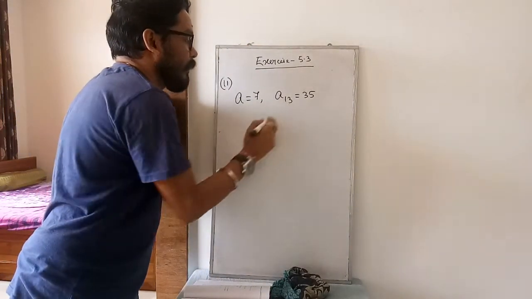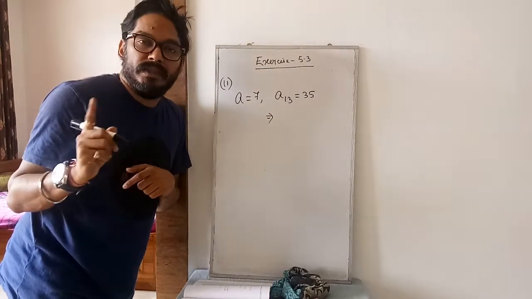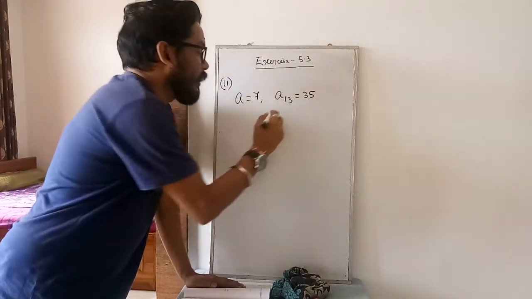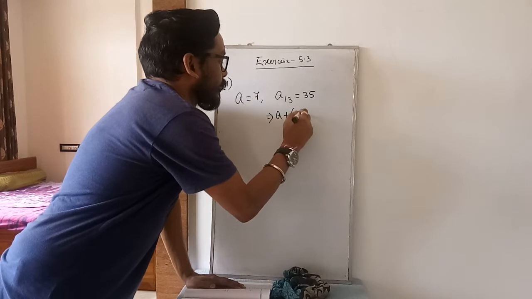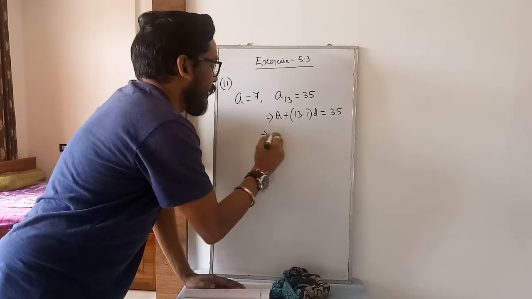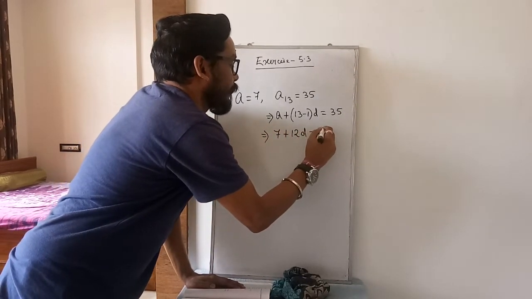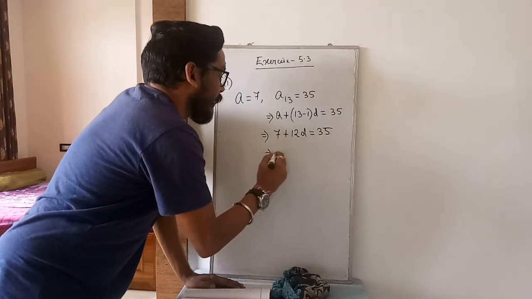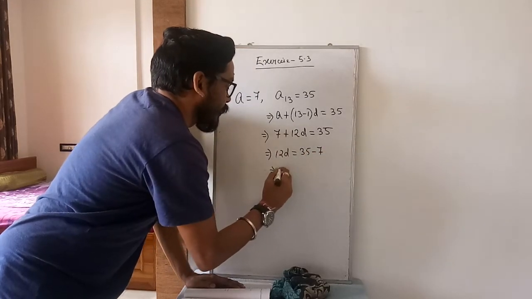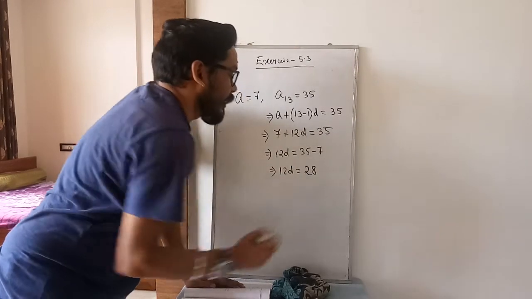So I will start with this. a13 means an is a plus n minus 1 into d. So when it is a13, it will be a plus 13 minus 1 into d. So a plus 13 minus 1 into d equal to 35. What is my a here? 7. 13 minus 1 is 12. It is 35. I will shift 7 to the other side. So it is 35 minus 7. So it is 12d equal to 28.